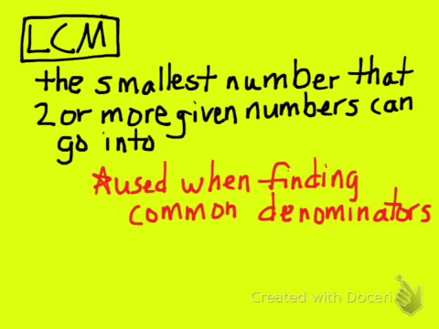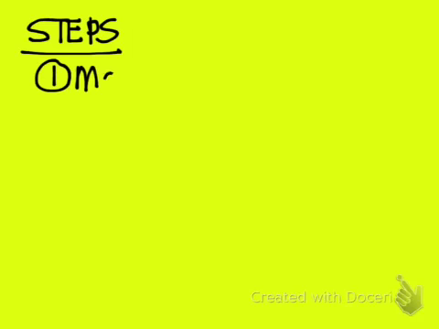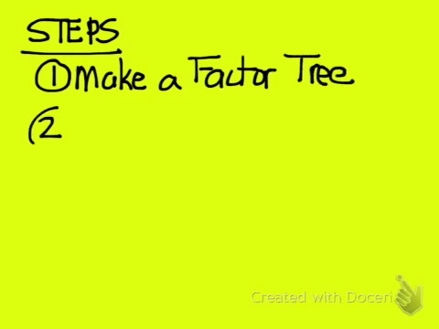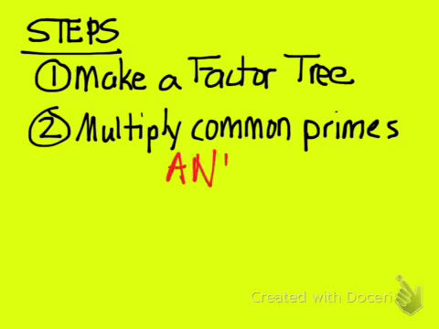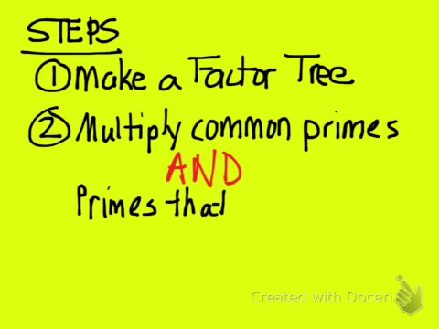Makes sense? Least common multiple, least common denominator, right? Alright, let's see what our steps are. To find the least common multiple, there are two steps, and they're very similar to yesterday's. There's only one small change, so you have to be thinking when you're doing these. First step is to make a factor tree for each number, just like you did yesterday. And your second step is to multiply the common primes. Yes, you did that yesterday too. Here's the difference: and multiply that with the primes that are not common.